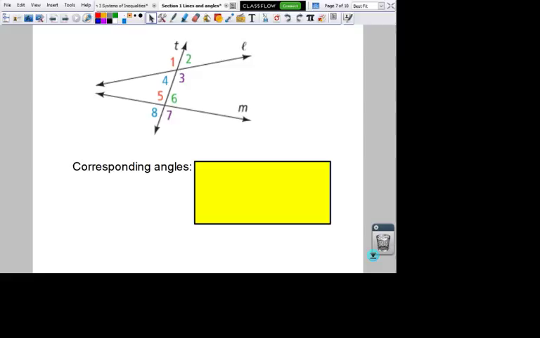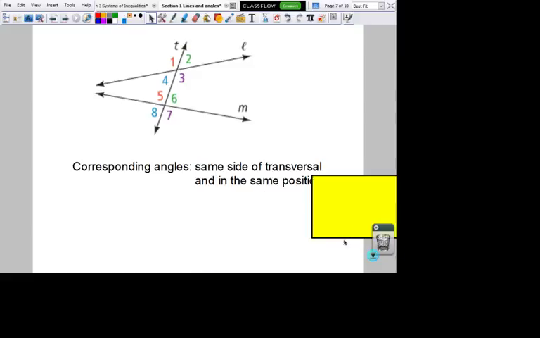For our last one, we're gonna look at corresponding angles. So, corresponding angles are on the same side of the transversal and in the same position. And I have a hard time explaining this one because really the only way I can think about it is by visualizing it. You can just see them on here because they're color coded.